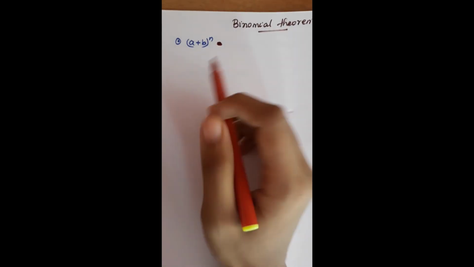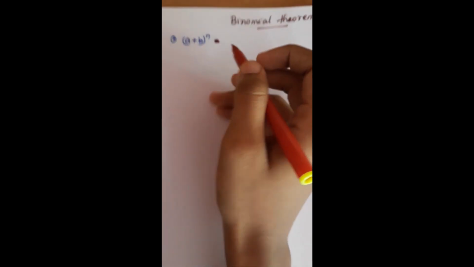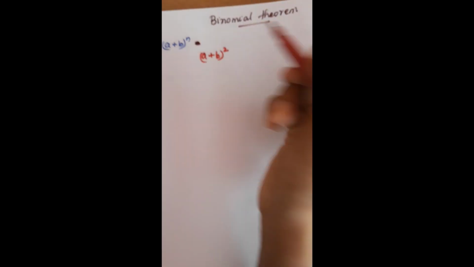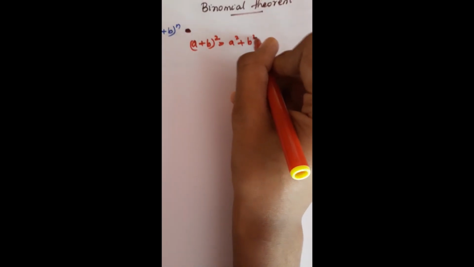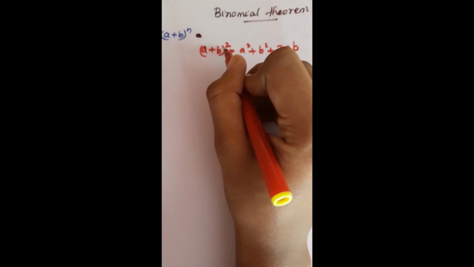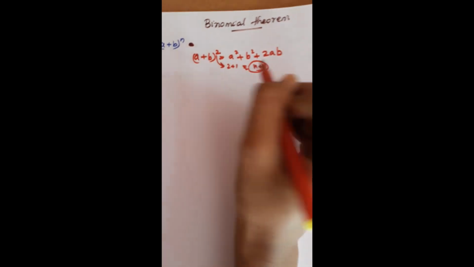Now let me ask you, how many terms does this expansion have? (a + b)^n. Let's check. Let's take an example of (a + b)^2. This is a^2 + b^2 + 2ab. This has 3 terms, which is 2 + 1, which implies n + 1 terms.